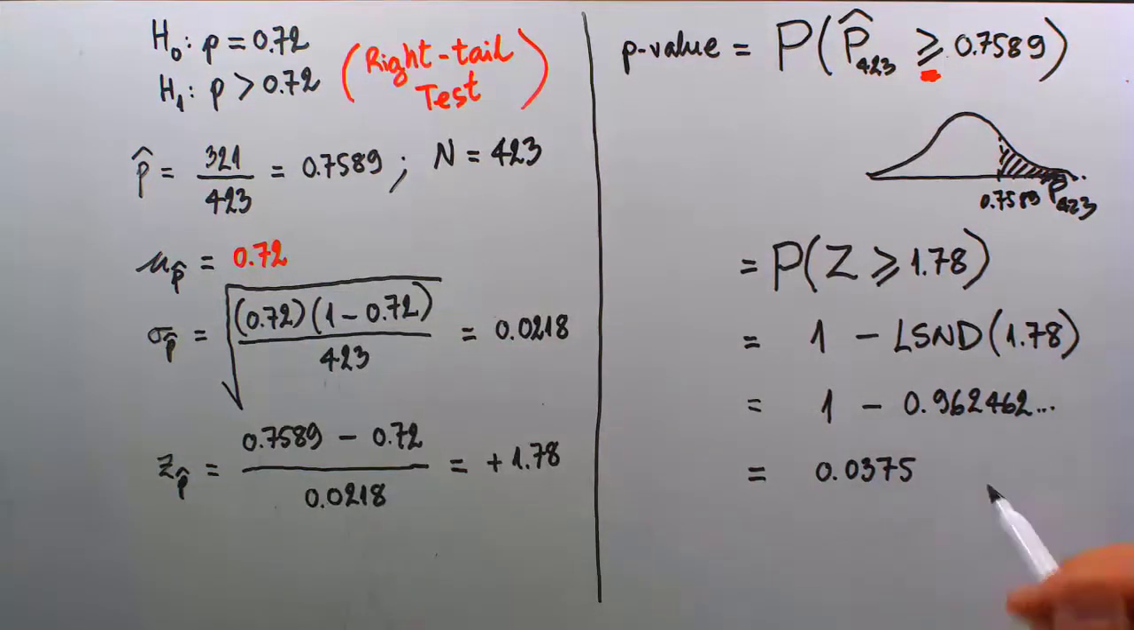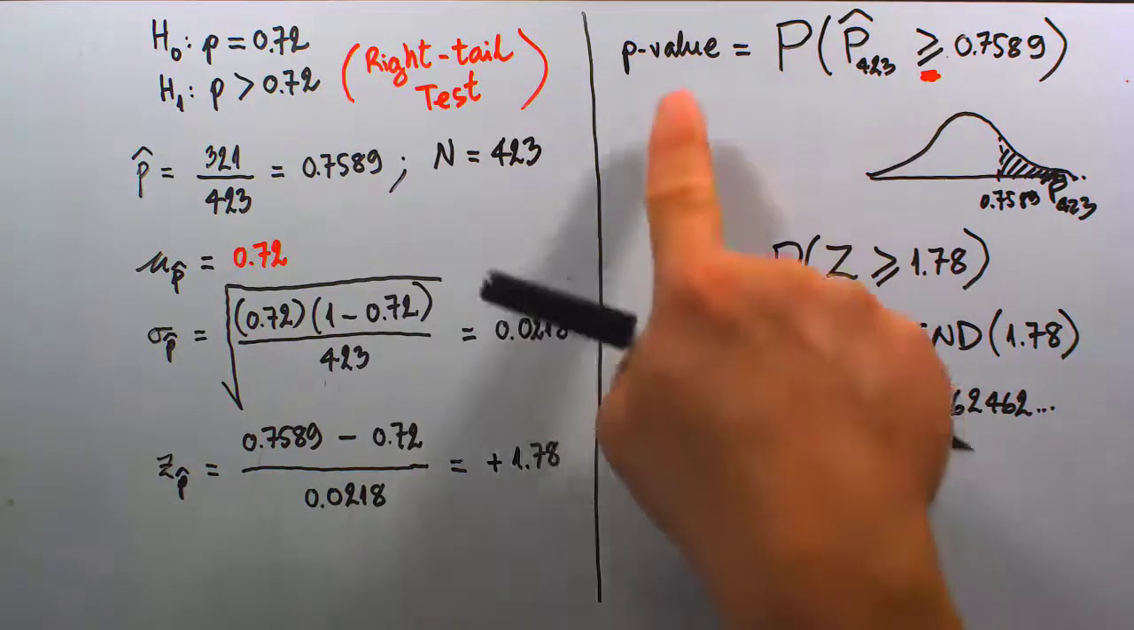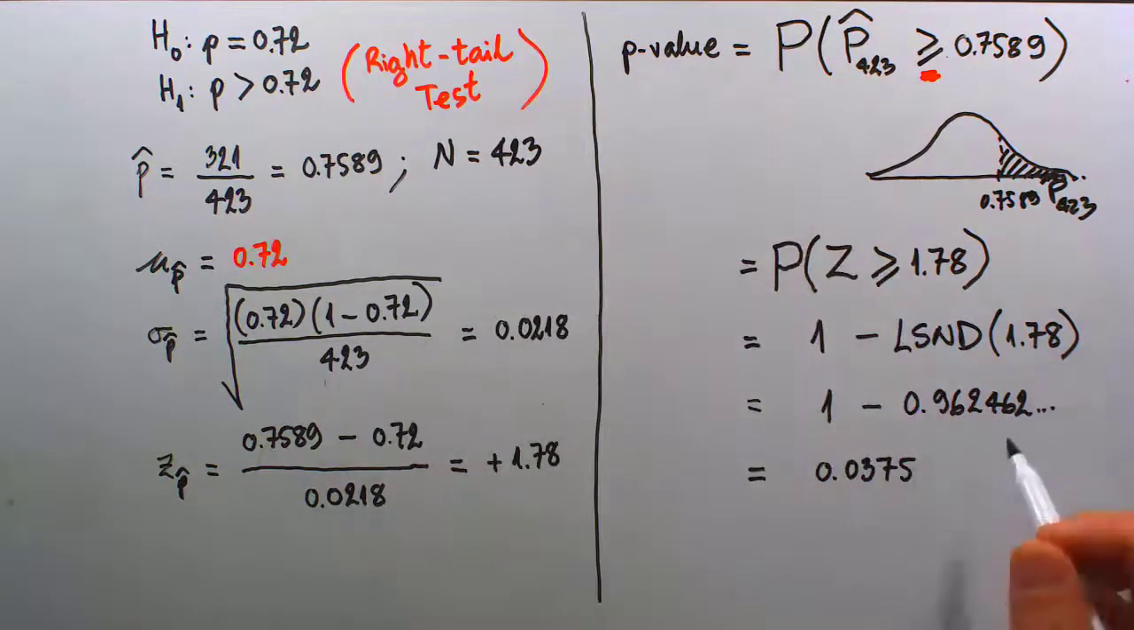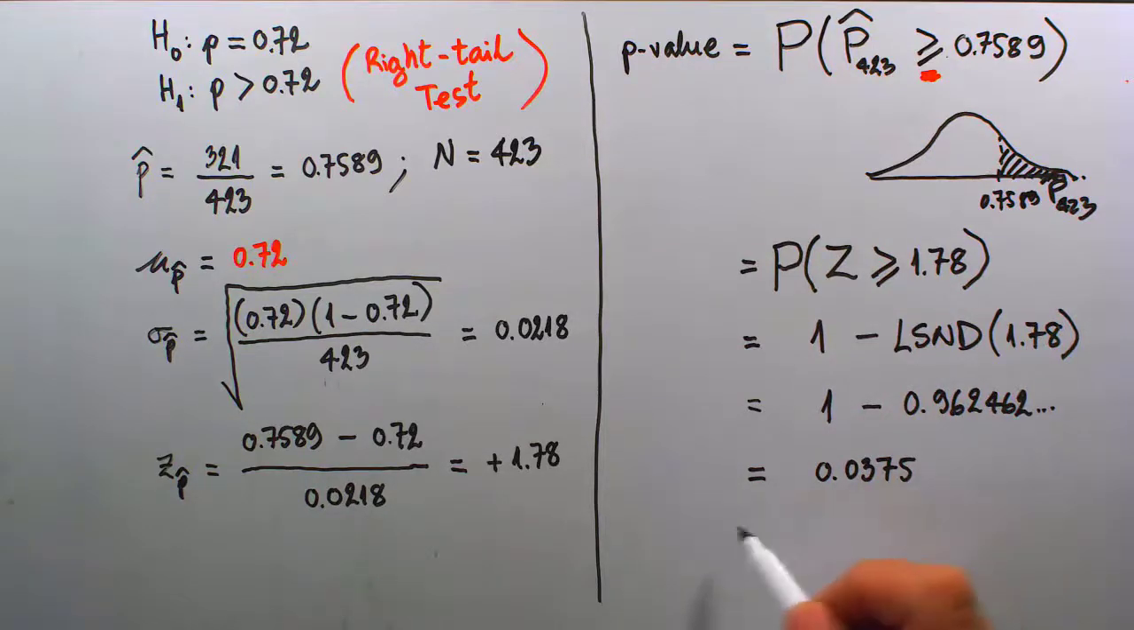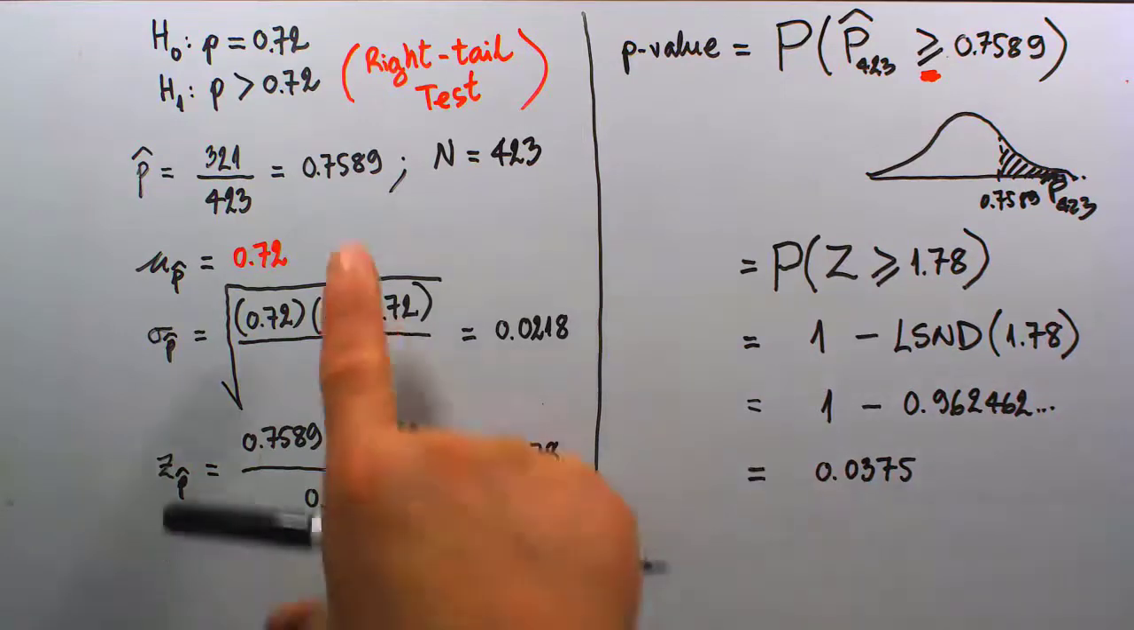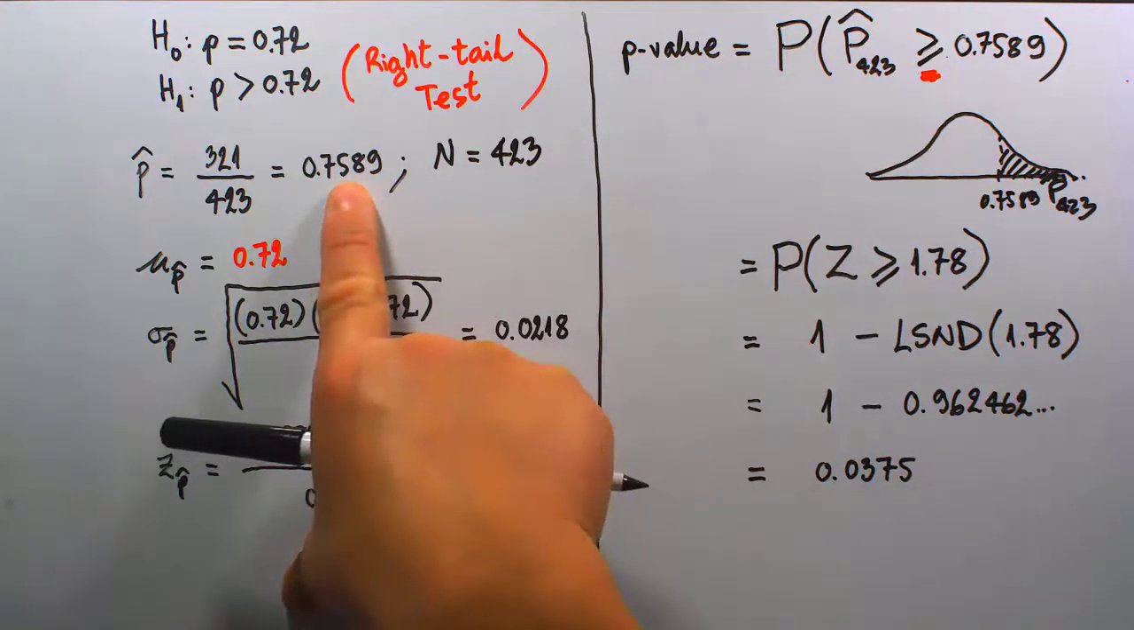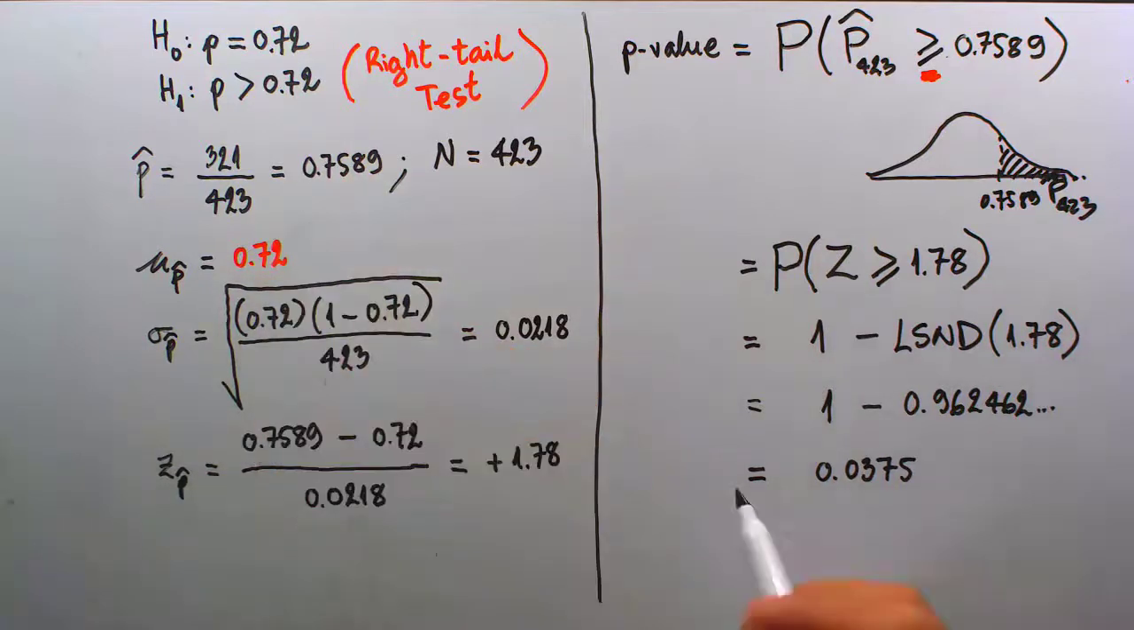But after this step, calculating the p-value for our sample, we must decide whether this p-value can tell us if our sample is strong evidence or not. So the decision-making line is here. We need to compare our p-value.